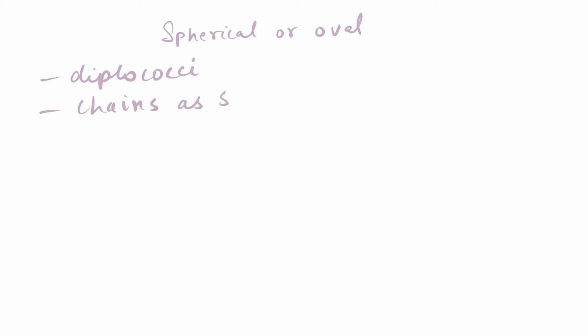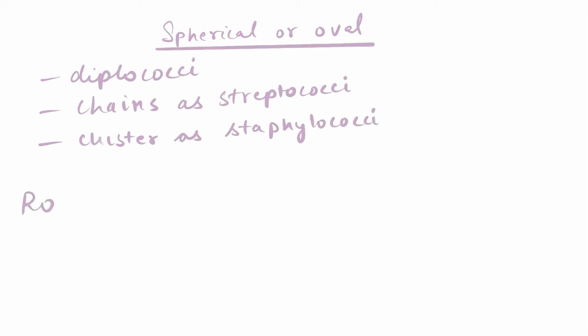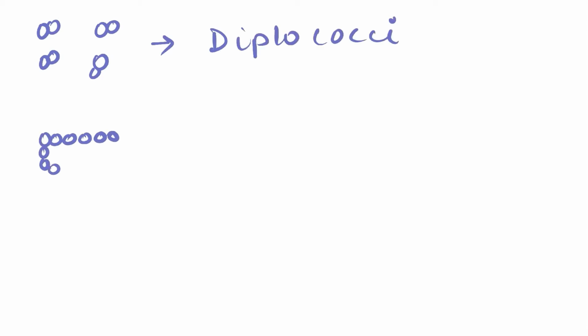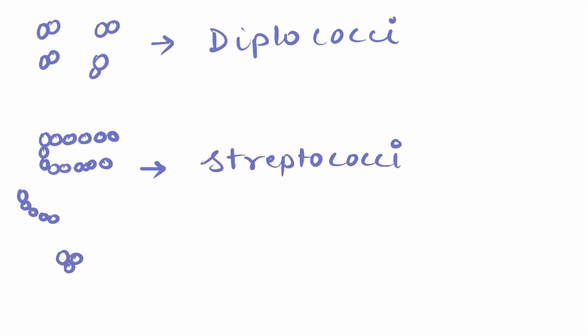Shapes of bacterial cell: spherical or oval, which can be diplococcus, chains as streptococci, clusters as staphylococci. Rods can also be known as bacilli. They can be single or in chains. Vibrios are curved rods. Diplococci are just a pair of two cocci. Streptococci are chains and staphylococci are clusters.